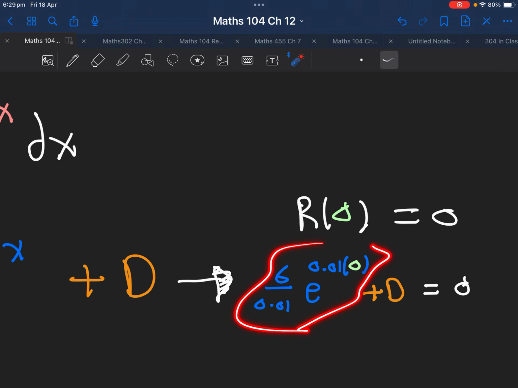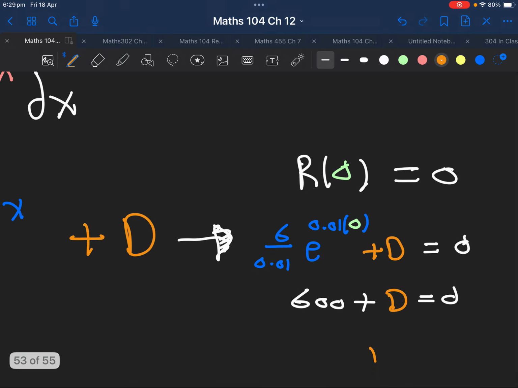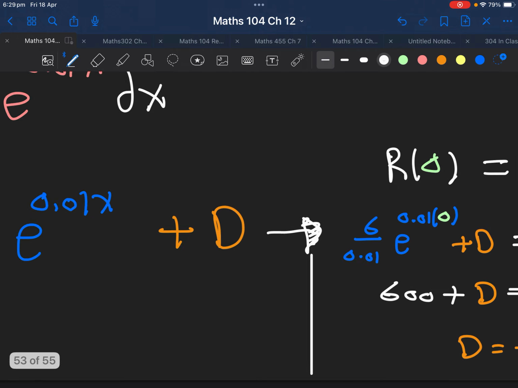Now, if you have a calculator, just go ahead and find this one. It will be just equal to 600 plus d equal to 0, which means my d is equal to negative 600, and that's the answer.